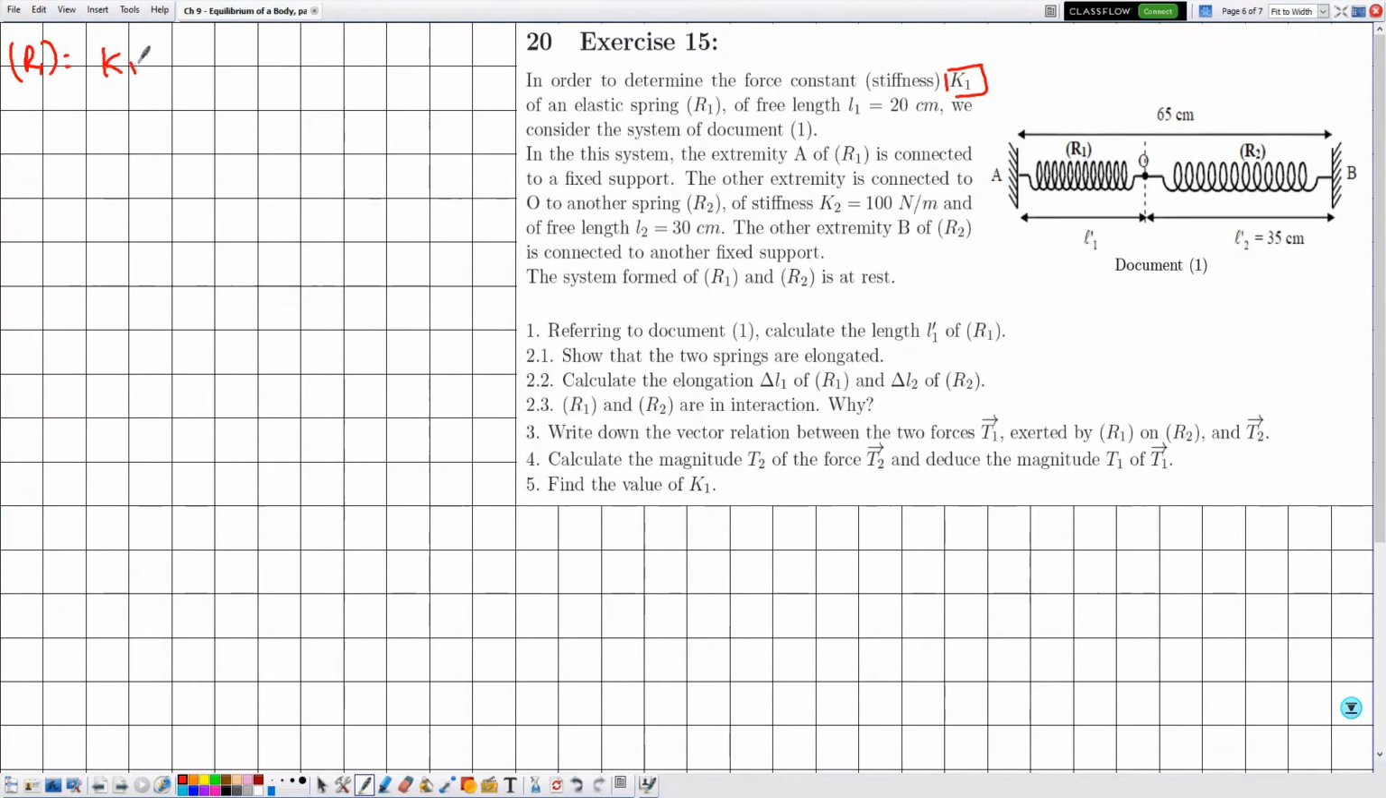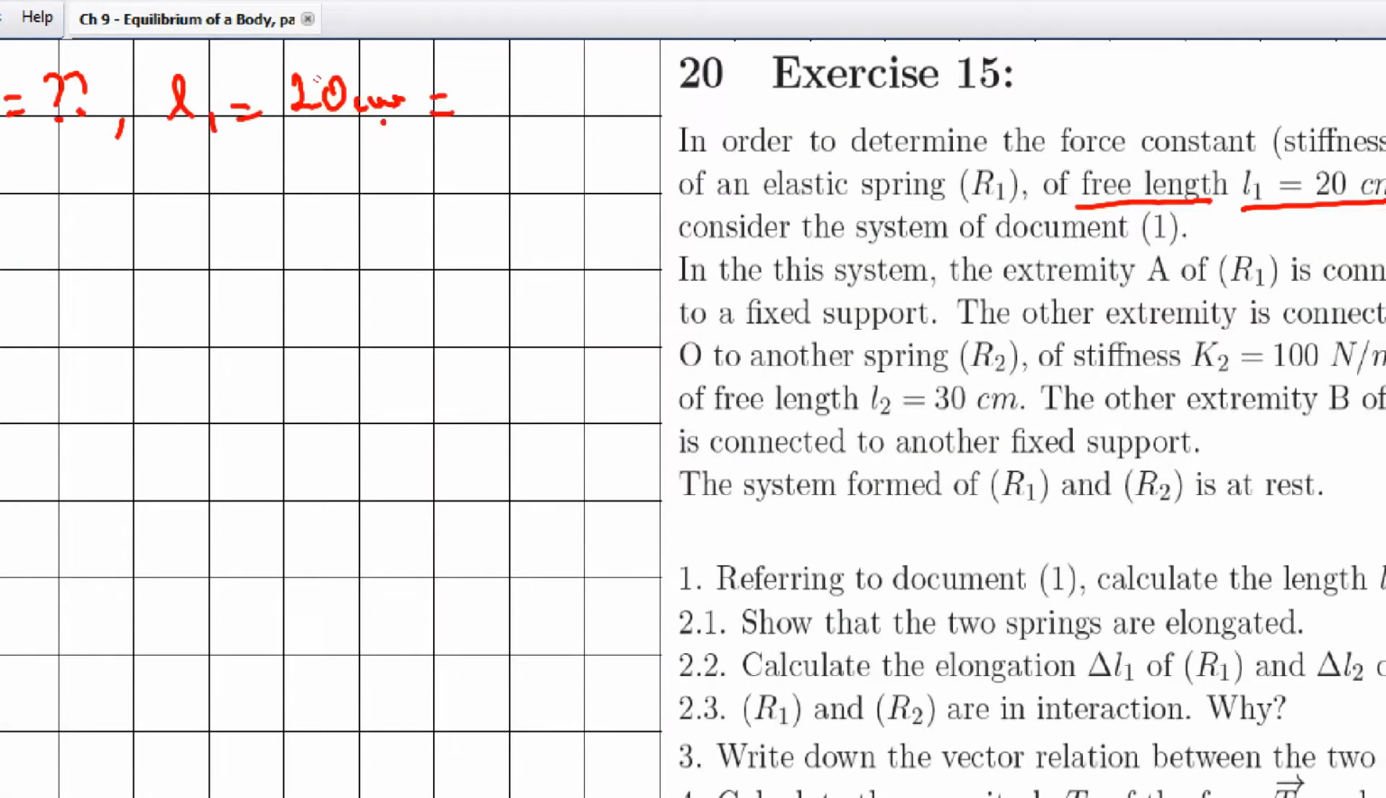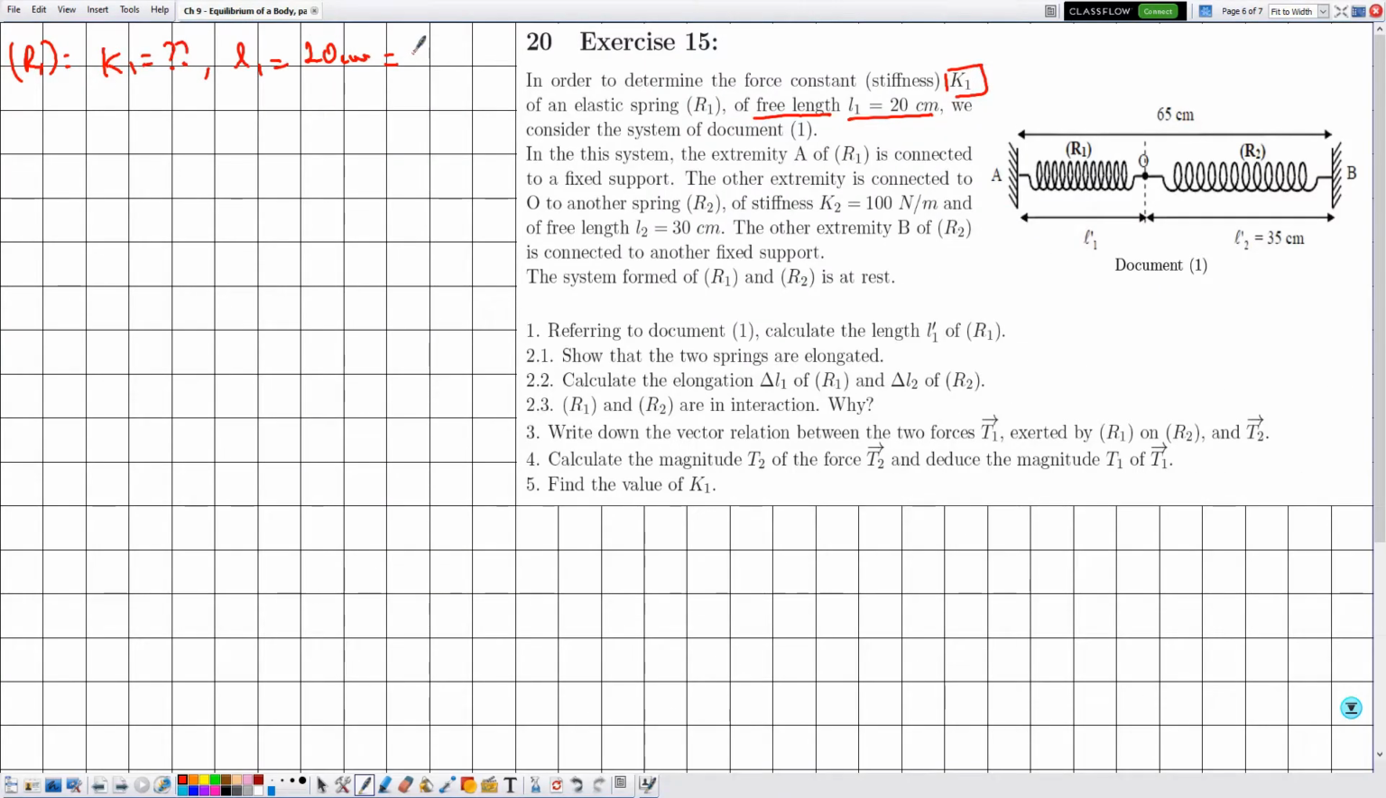Then the value of K1 is unknown, and the value of the initial length, so this is the free length. Knowing that centimeters is not the SI unit of length, in order to convert from centimeters to meters, we divide by 100. So this is equal to 0.2 meters. We consider the system of document 1, they mentioned document 1, now we can use it.